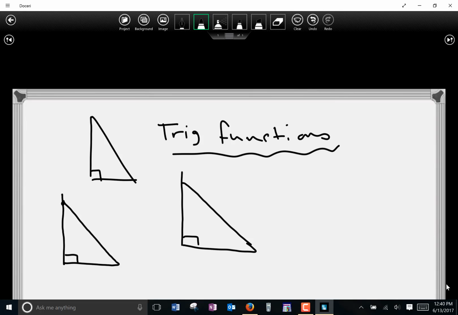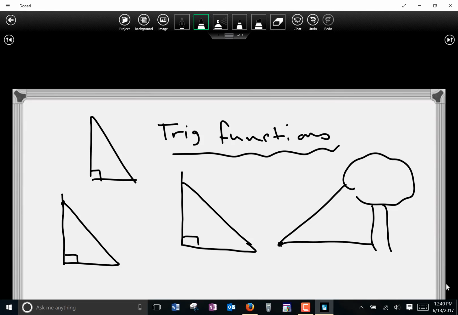You may have things like trees, and you may have someone standing on the ground looking up at the tree. Well, when you think about that person looking up at that tree, that angle, and then the ground with the tree would form a right triangle. So you just need to make sure that you get your pictures drawn correctly and then get them labeled correctly.